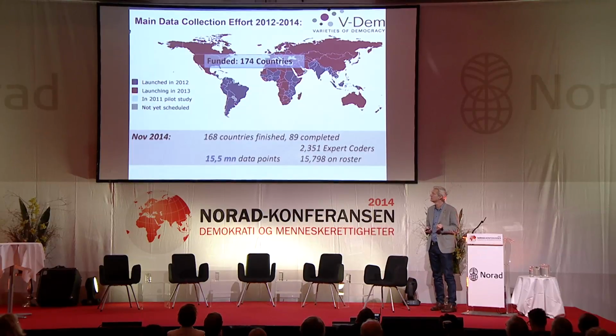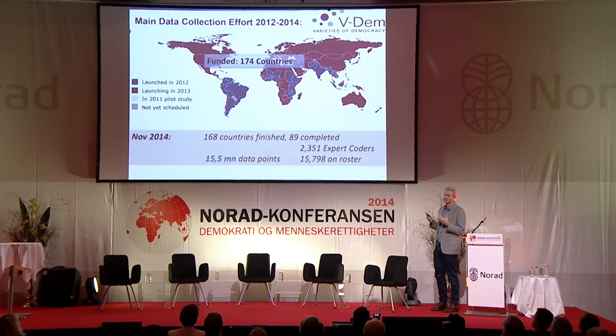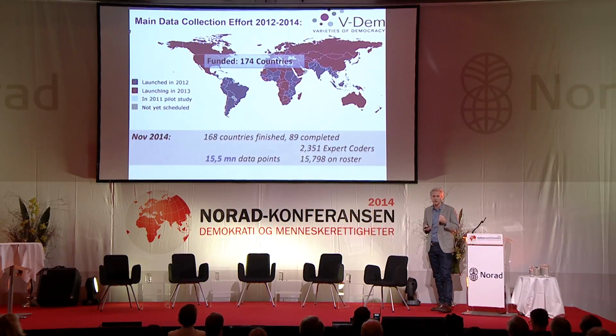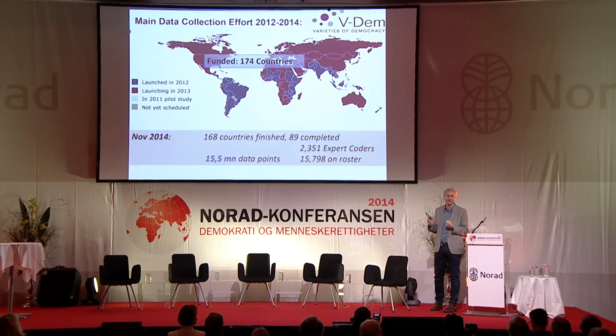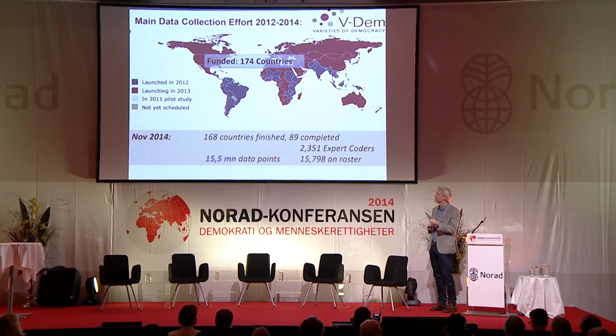We have funding now for 174 countries. They are covering most parts of the world. There are mostly micro-states in Oceania and things like that we haven't funded yet. Some Gulf states, as you can see there. 168 of these countries are finished, meaning we have collected all the information from the country experts. We're still cleaning the data and working on them. But 89 of them are completed and can actually be seen right now, as I speak, on our website.